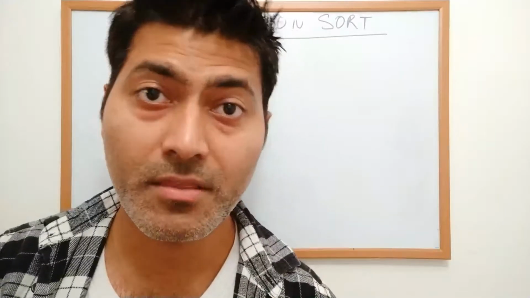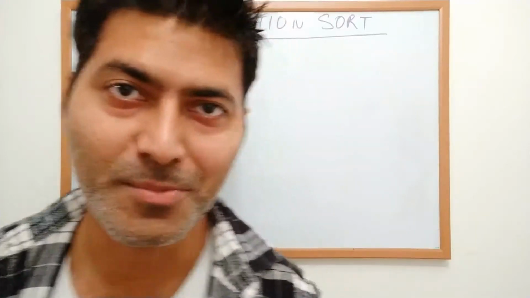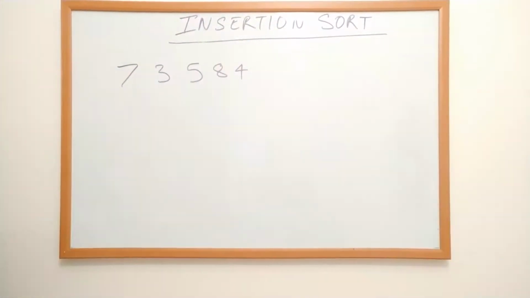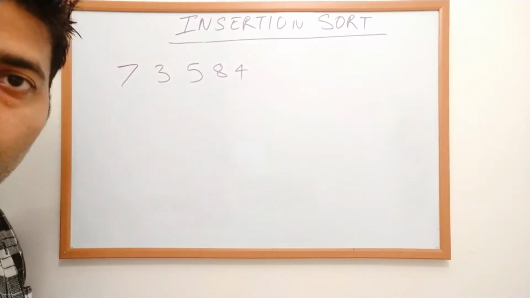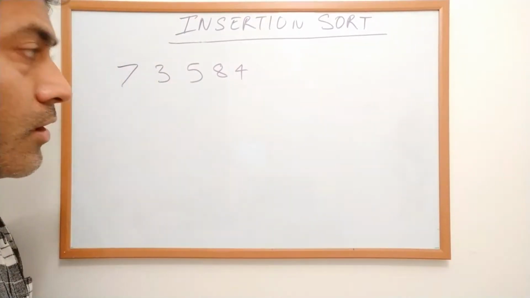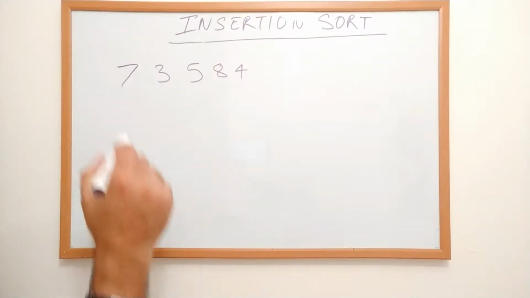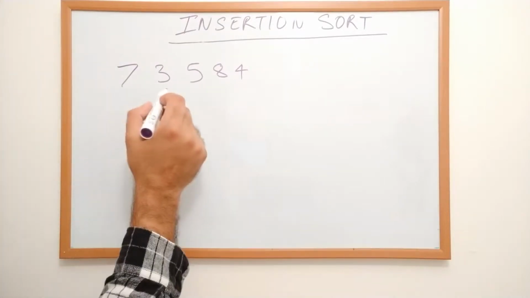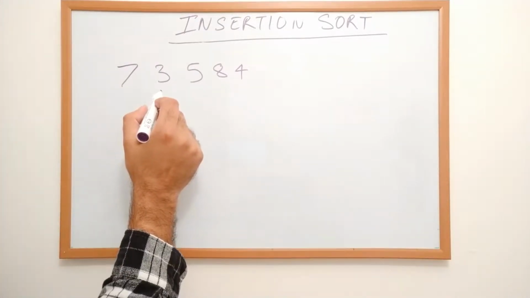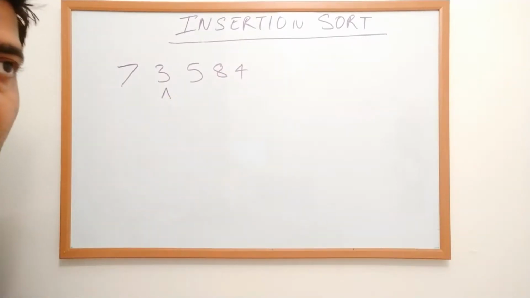Today we will talk about insertion sort, which is one of the most simple algorithms. Let us say we have a list of numbers like 7, 3, 5, 8, 4, and we have to sort these numbers. So when we talk about insertion sort, we need to start with the first item in that list, or rather the second item, which is 3 in this case, and we have to compare this item with all the numbers which are to its left.